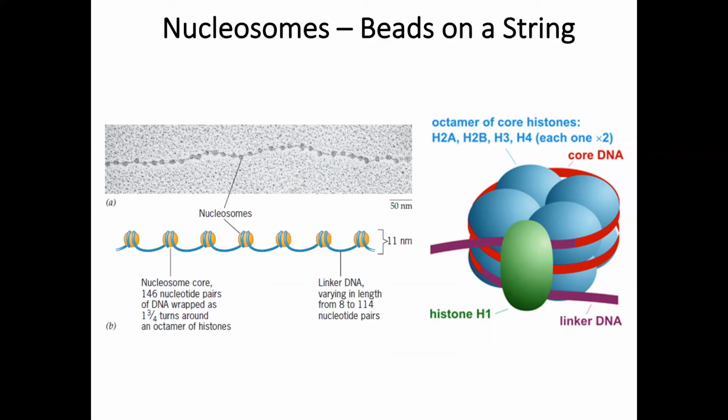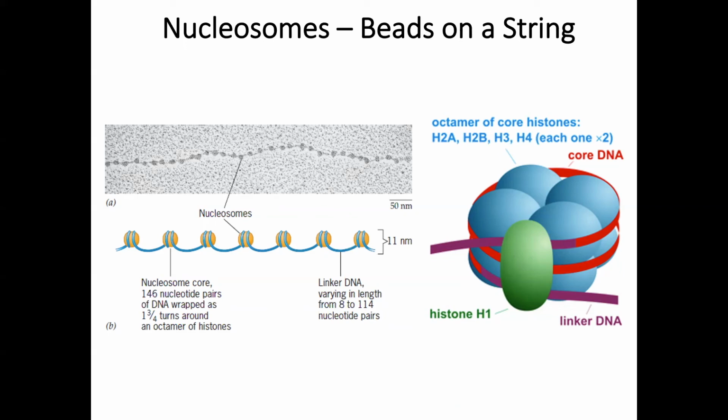Okay, so octamer means it has 8 molecules, right? So basically it contains 2 copies of each of the core histones named H2A, H2B, histone H3, and histone H4. Another histone molecule named histone H1 helps to lock up the core particles. Histone H1 is not a core histone, remember. The core histones are only these 4, okay? The core particles are connected by stretches of linker DNA, which varies in length from 8 to 114 nucleotide pairs.